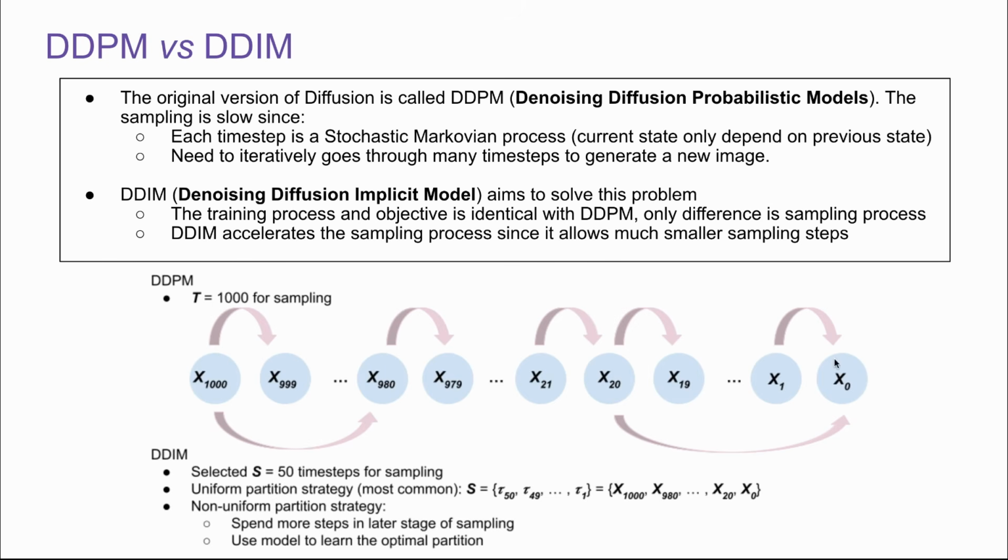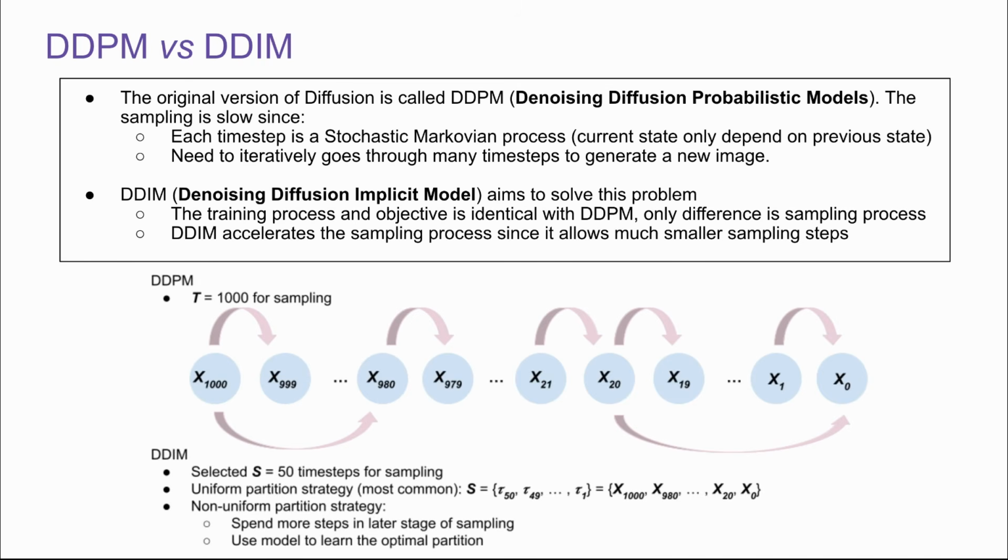until it reaches x0. However, for DDIM, we will be able to define pre-selected steps. Let's say we only want to sample 50 times, and then we can use a pretty common partition strategy, which is uniform. So then the 50 steps will be mapped to x1000, x980, until x0. There's also a non-uniform partition strategy. For example, spend more steps in the later stage of sampling or use a model to learn the optimal partition. You can do that, but the most common one, the uniform partition strategy, just works. So you only calculate the parameters for those pre-selected steps.